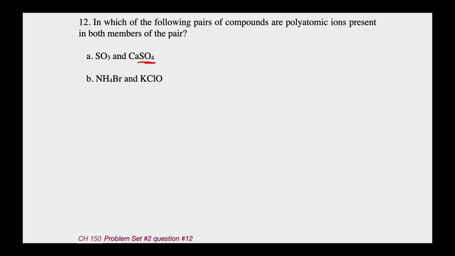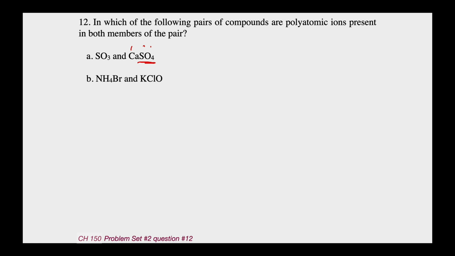It's SO4 with a -2. The calcium is there to balance it. So this one definitely has a polyatomic ion. It's got sulfate. However, notice that this compound has calcium, sulfur, and oxygen. It has 3 types of atoms in it. You must have 3 or more types of atoms to have a polyatomic.